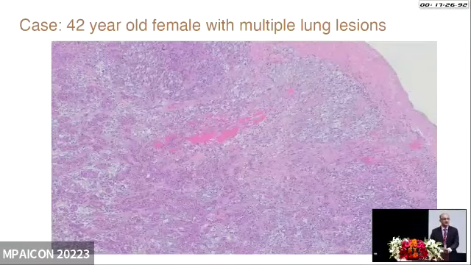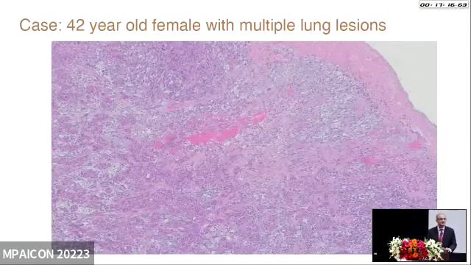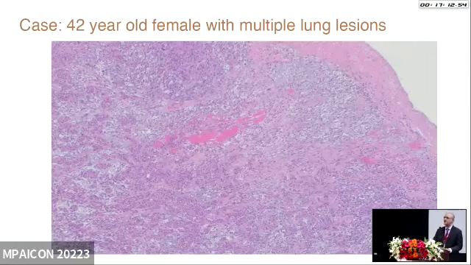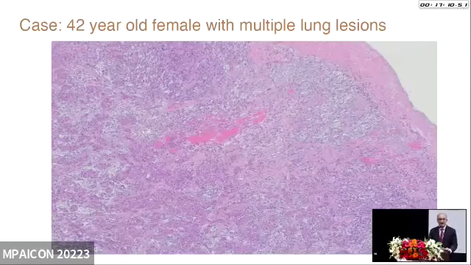This is a very interesting case that came across my table a few months ago. This was a young 42-year-old female. She was a hematologist by profession. She was having symptoms of dyspnea. She went on to have a CT scan, found to have multiple lung lesions. She had an endobronchial resection of one of these lesions, and good chunks of tissue came across.